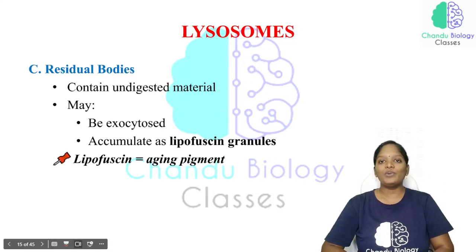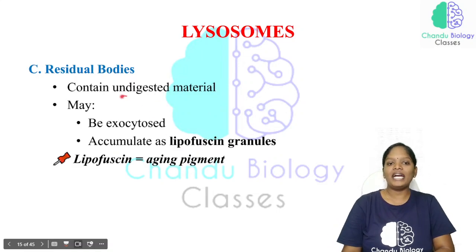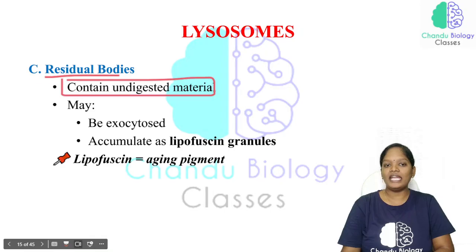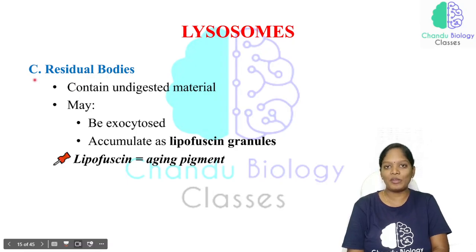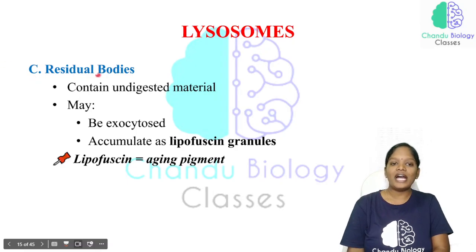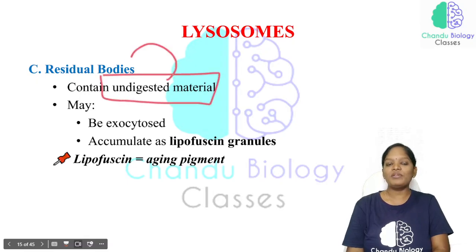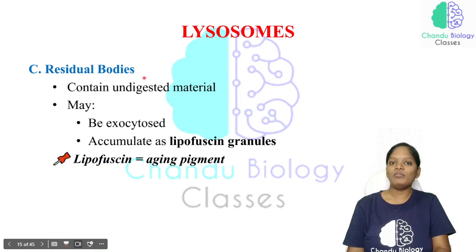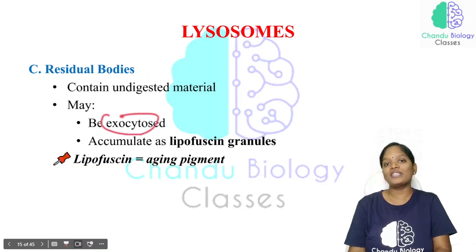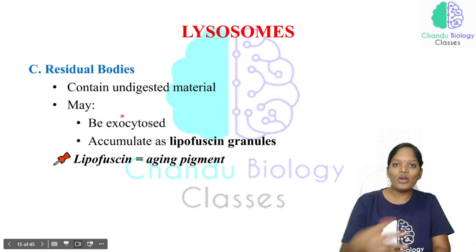Now, residual bodies. Residual bodies contain undigested materials. Whenever we digest food, some food is digested and has to be absorbed, while some food is undigested and has to be eliminated from the body. Those undigested materials are what we call residual bodies. The residual bodies have to be exocytosed, which means sent out from the cell.